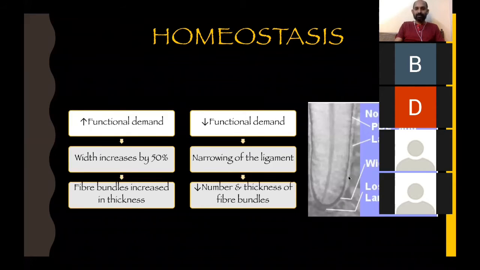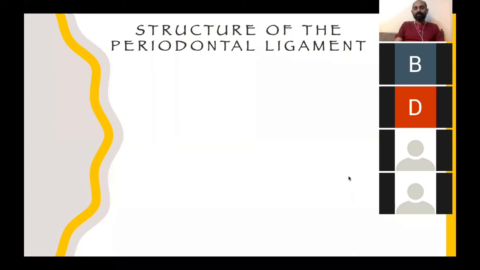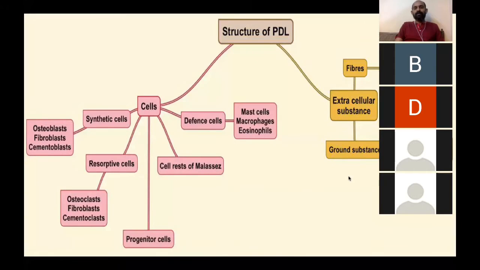So coming to today's topic, the structure of the periodontal ligament. What exactly would you think would be the structure of a periodontal ligament? Till now, we were all studying only hard tissue, for example bone, cementum, enamel, dentin, and things like that. So now, coming on to the periodontal ligament, the structure basically comprises of two structures.